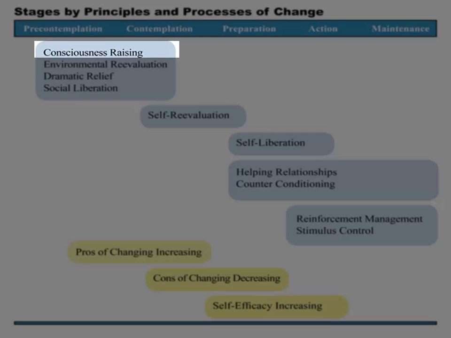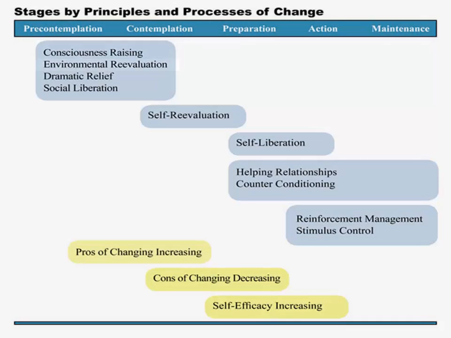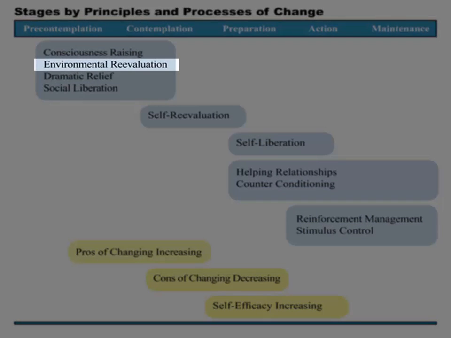Consciousness raising. This is where Gary learned that he was doing something unhealthy. This is when Gary first finds out there is a problem. Environmental reevaluation. In this process, Gary looks around and finds that he is having a negative impact on the people around him, and begins to think about how much better it would be if things were different.